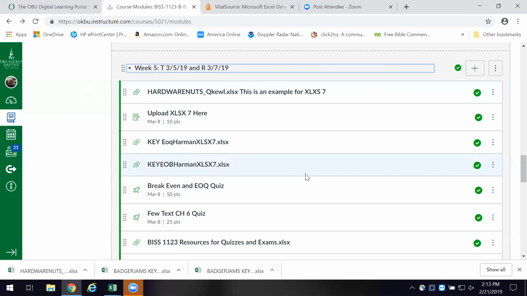Those are from the textbook dealing with economic order quantities. So it's up to you, okay? Make sense? So you've got 3 of them there. And in the resources, you'll see what those files are all about. Let's look at Hardware Nuts, and I've got it there, and open it up and take a look, okay?